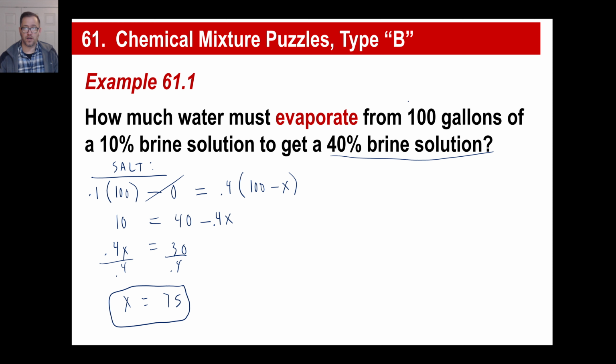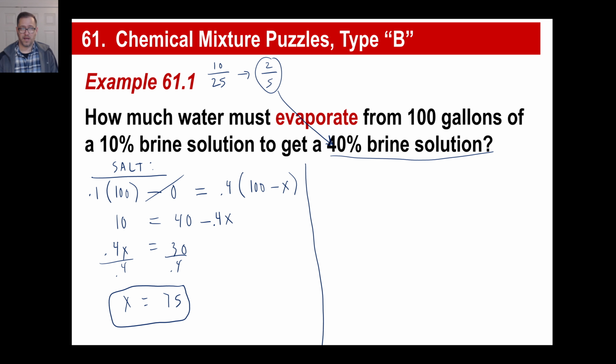10% of 100 is 10 pounds, let's say 10 gallons of salt, right? If you still have 10 gallons of salt, it's still there. Salt doesn't evaporate. But you only have 25 pounds of the solution left because the 75 went away. 10 divided by 25 is 2/5. If you reduce it, what percent is that? 40%. There you go. Okay, that's one way.